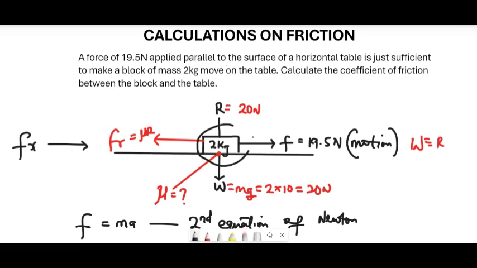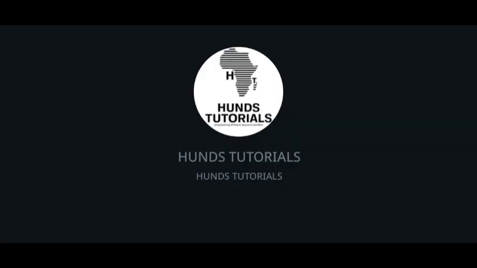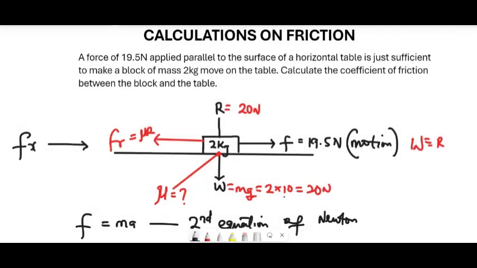So this is the block on the horizontal table, right? The block is just 2 kg. Down the block, towards the center of the earth, lies the weight, and the weight is mg, multiplied by the acceleration due to gravity, 10, which gives us 20 newtons, right?